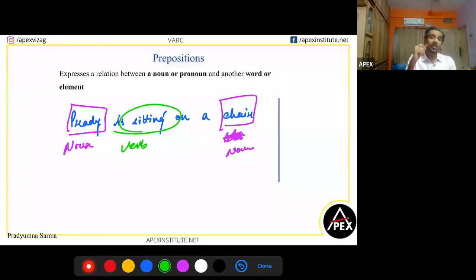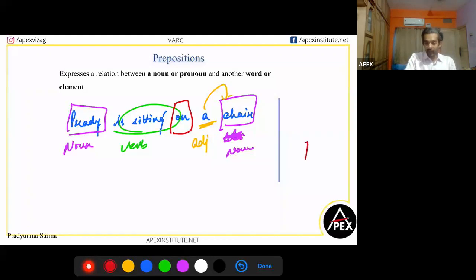On how many chairs is he sitting? He is sitting on one chair. Anybody would sit on one chair, right? So, A is telling me how many chairs. So, A becomes an adjective. Correct? Now, look. This is all fine. We are left with this one single word. On.